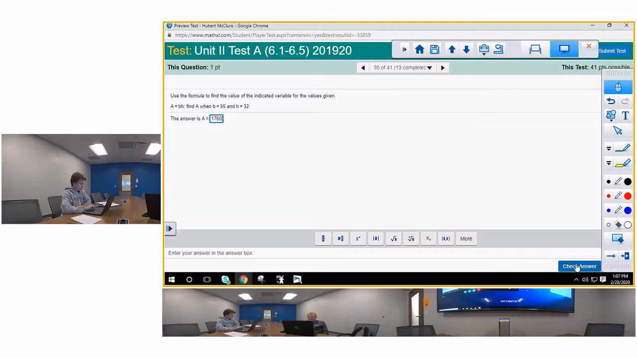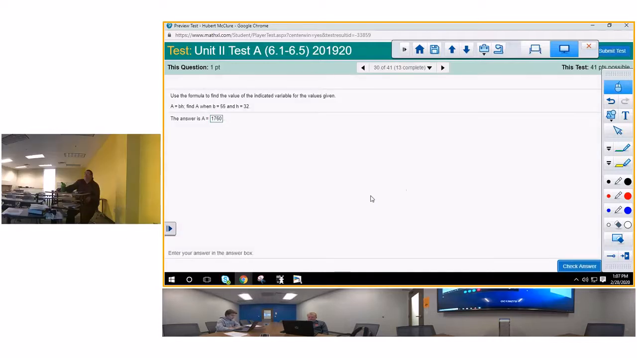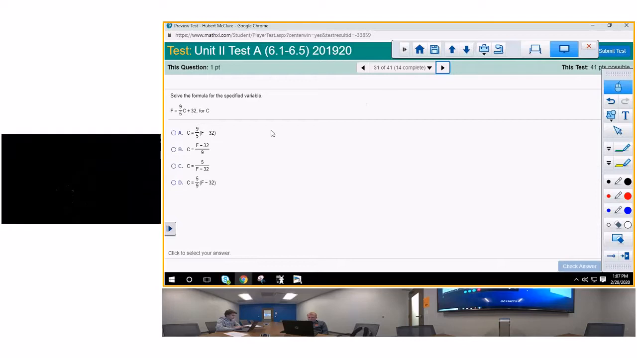Next. Sometimes at the end of the day, I can't do things in my head as quick, after teaching 3 or 4 classes. Solve the formula for the specified variable. Okay, first thing, multiply both sides by 5/9. So your answer is going to have 9 on the bottom, right? Mm-hmm. So which one has 9 on the bottom?